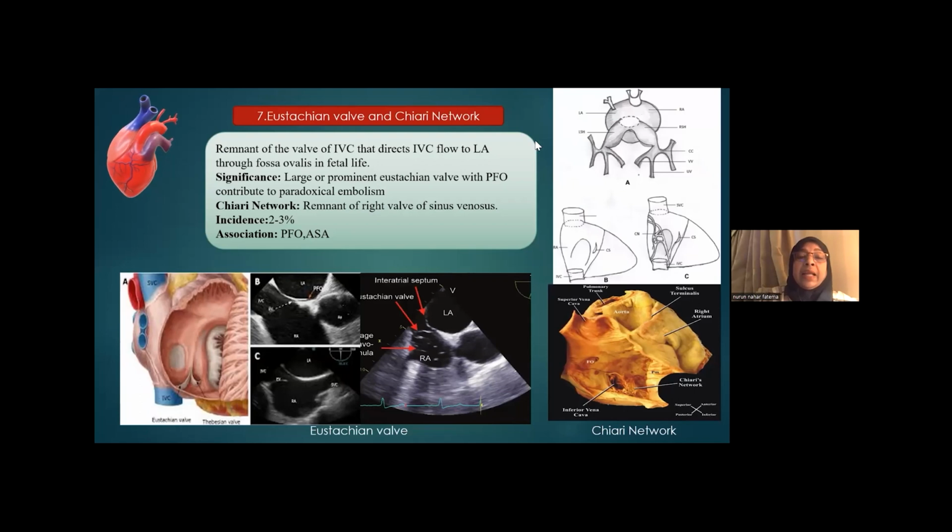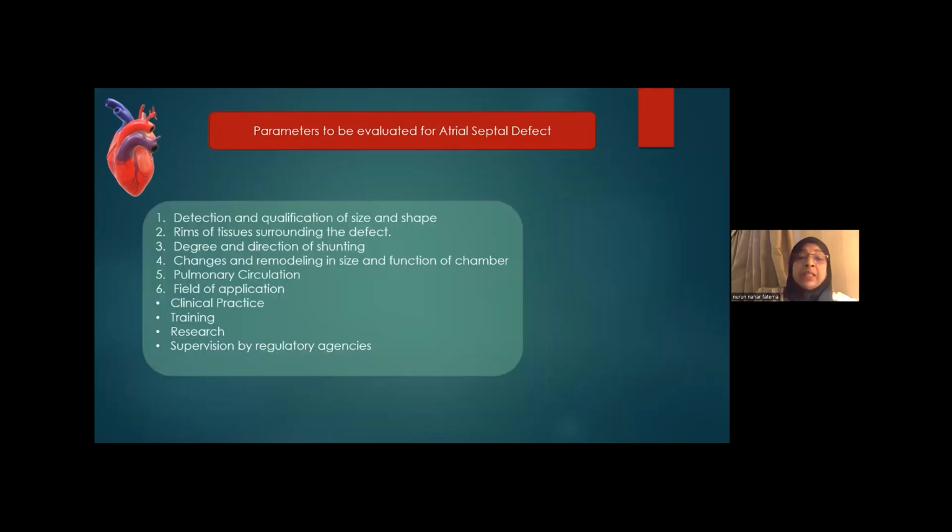Then another type is Eustachian valve and Chiari network. This is the remnant of the valve of the IVC that directs the blood from the IVC to the left atrium in fetal life. Its significance is that a large or prominent Eustachian valve with PFO contributes to paradoxical embolism, and Chiari network is a remnant of the right valve of the sinus venosus. Its incidence is 2 to 3%, and this is associated with patent foramen ovale and atrial septal aneurysm, like the previous one.